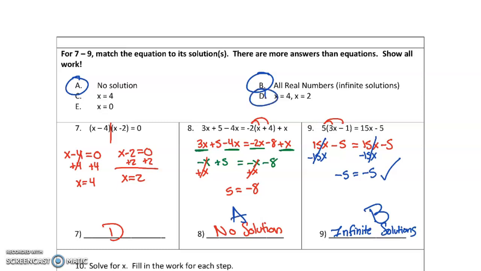So there were 2 extra things in there that I threw in to throw you off. They're not all going to be used. It's just 3 problems.